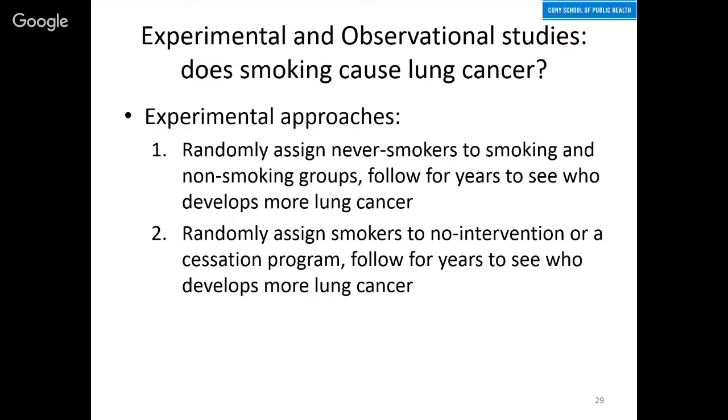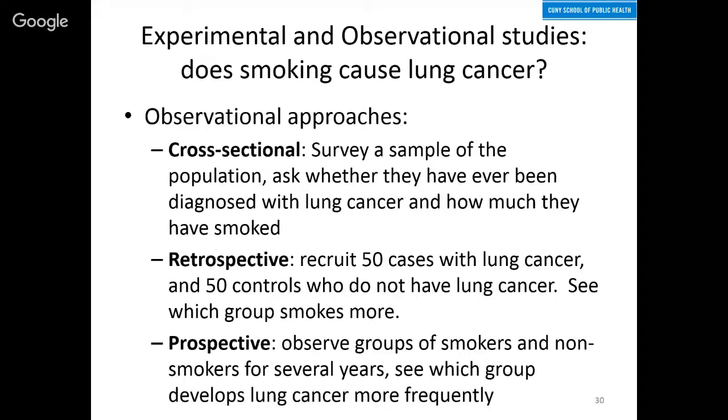An alternative experimental approach could be to take smokers and assign them to no intervention or to a cessation program and follow for years to see who develops more lung cancer. That, of course, is going to have an element of observation to it unless your cessation program has 100% efficacy and in your smoking group, everyone continues to smoke. So in many important public health program questions, there has to be an element of observational study for practical and ethical reasons.